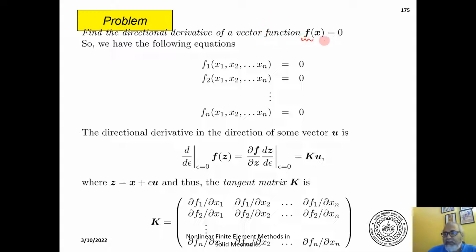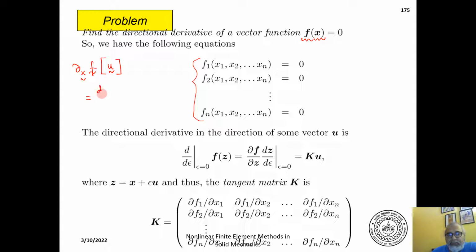So f is a vector function of x, where x is an n-dimensional vector and f is a set of n functions. So this is the complete set of functions f1 to fn of variables x1 to xn, all equal to 0. So we want to find the directional derivative of this vector function with respect to x of f in the direction of, let's say, a vector u.